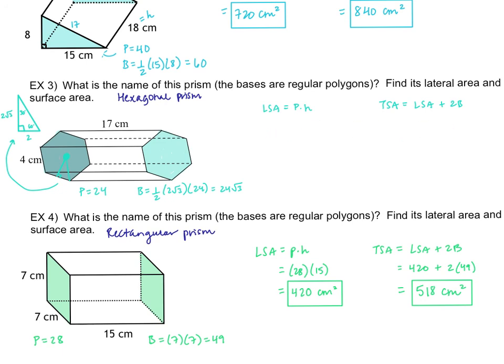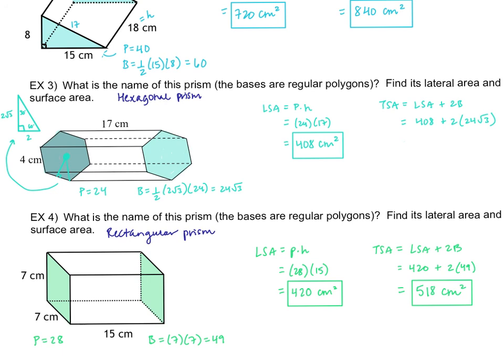So let's go ahead. Our perimeter is 24. Our height is 17 from our picture. When we multiply those two together, I get 408. So that's our lateral surface area, 408, and it gives us centimeters squared for our units. Now take that lateral surface area and add it to 2 times the base area, which is our hexagonal area of 24√3.